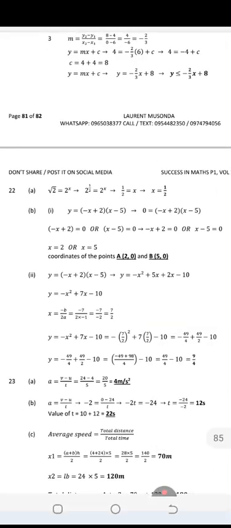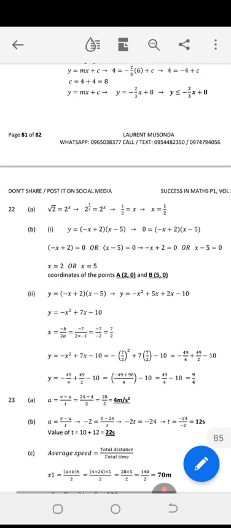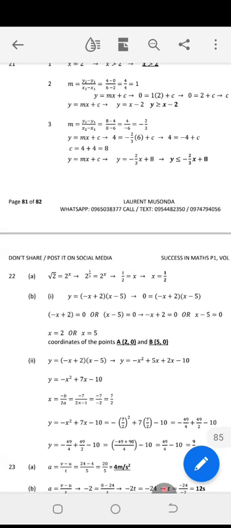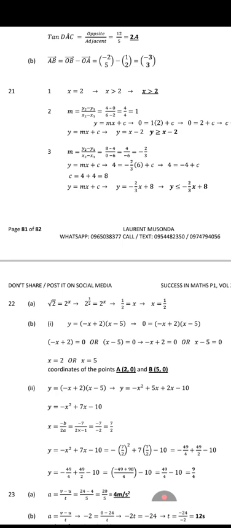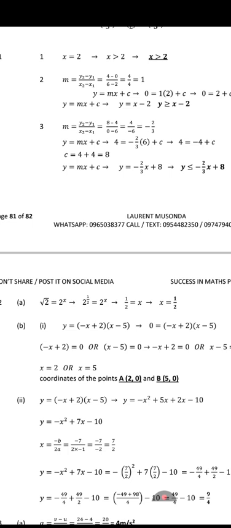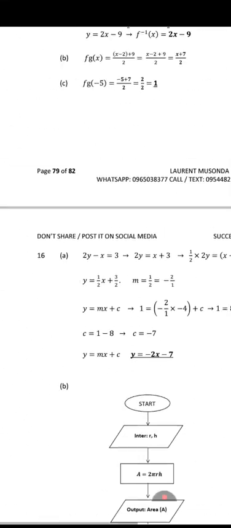Then the second last question is here, question number 22, where they are talking about indices. The square root of 2 is the same as 2 to the power x. They want us to solve 2 to the power x is equal to 2 to the power 1. So all you do here is, let's see the way the question has been written.